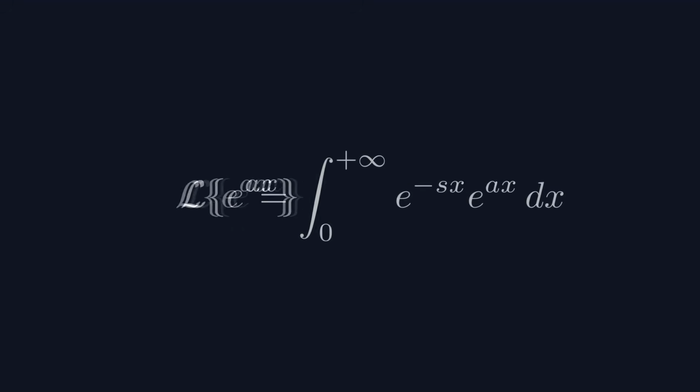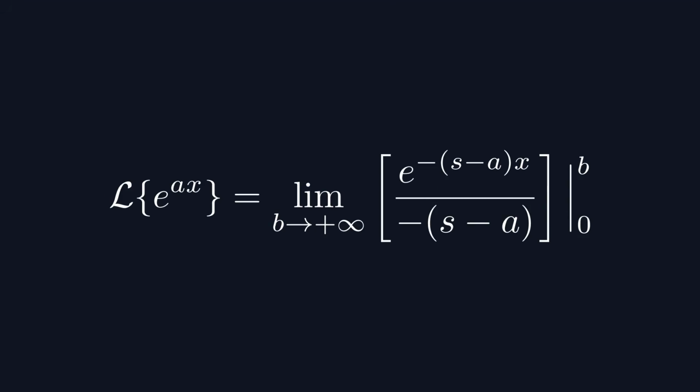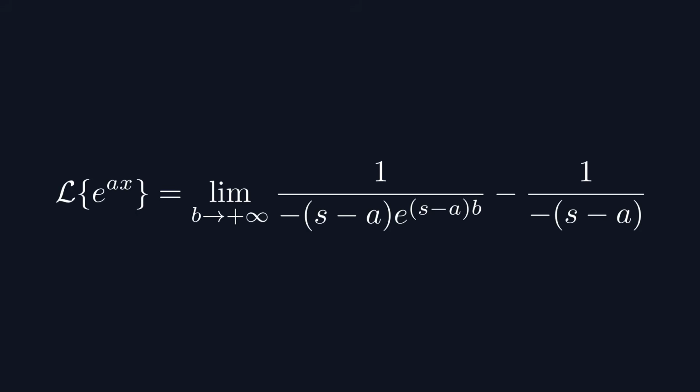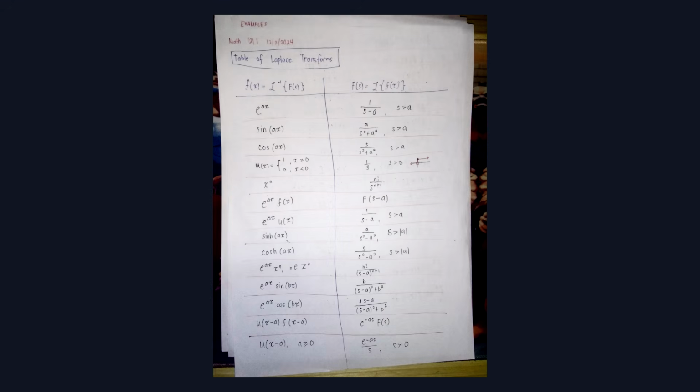Example, let us find the Laplace transform of e to the ax, where a is some constant. Let's just do the integral. Notice the condition where s is greater than a, since the improper integral converges only with that condition. Computing improper integrals takes time, so a table of Laplace transforms is usually used for easier memorization. At this point, I'm just gonna show the table from my notes. Enjoy my handwriting.